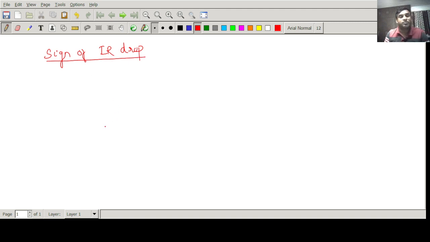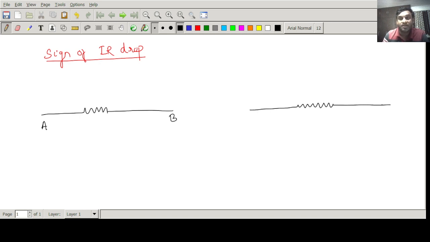Okay, so we'll start with the resistor. You can see I am drawing a resistor here. Similar to the previous battery, this resistor has two ends, A and B, and I am taking exactly the same kind of resistor again. In this first resistor, let the current flow from left to right. This is the direction of current.